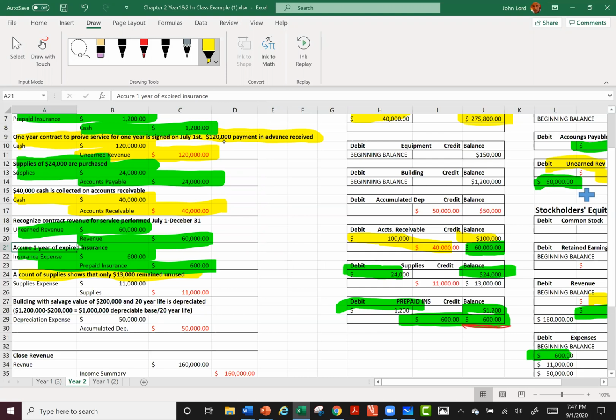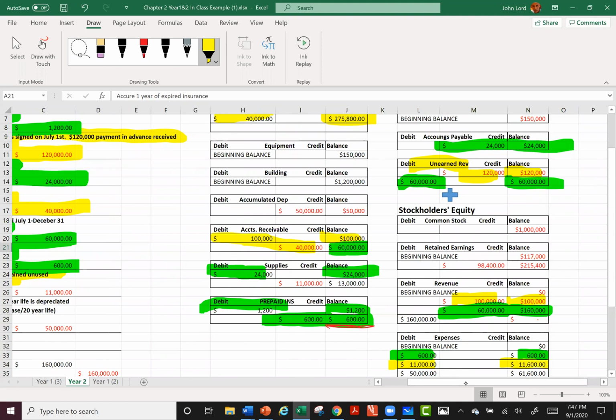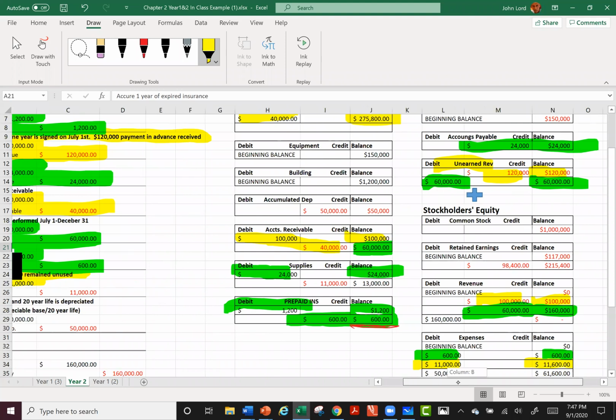So if I had 24,000 worth of supplies in the closet, later on I open up the closet and there's only 13,000 supplies left, then 11,000 have expired. They either got used or somebody stole them, but they ain't there no more. They've expired, haven't they? So what do I do? I debit supplies expense for 11,000. I post that over to my expense account, 11,000. Now that's gone up another 11,000. It's now 11,600.